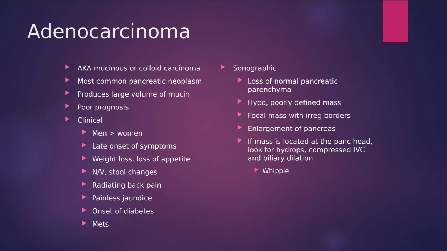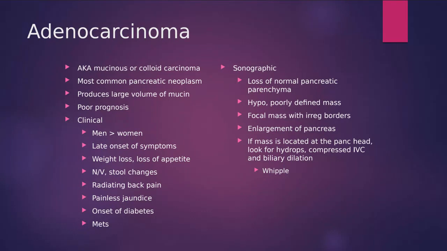On ultrasound, we're going to see loss of that normal pancreatic parenchyma. It's going to appear hypoechoic. We could see this as a poorly defined mass or a focal mass with irregular borders. We can see the enlargement of the pancreas itself. And if the mass is located at the pancreatic head, we want to be looking for hydrops of the gallbladder, compression of the IVC, and biliary dilatation. If we are seeing this at the pancreatic head, the patient is most likely going to be a candidate for a Whipple procedure.